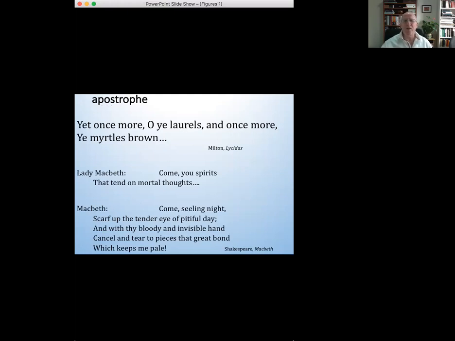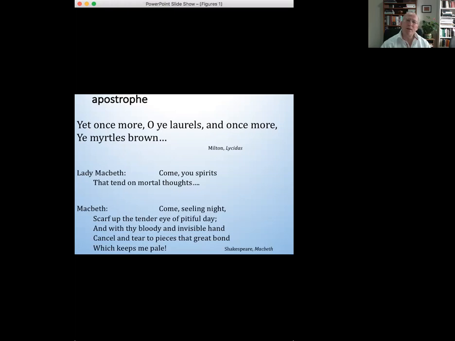This is a very common, powerful figure in English poetry, one that, again, can have a wide range of different effects. In Milton's Lycidas, there are many apostrophes, such as the one with which the poem opens. Yet once more, O ye laurels, and once more, ye myrtles brown. Milton begins by addressing the plants associated with elegy, lamentations of the dead, laurels and myrtle. And that apostrophe goes to establish throughout the poem, I think, a tone of sadness and melancholy.